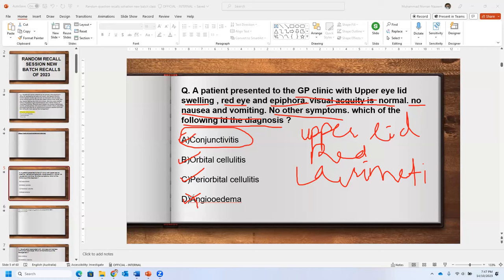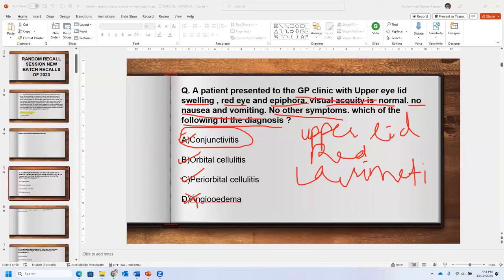Whenever there is conjunctivitis, there will be inflammation of the eye conjunctiva, and inflammation of the eyelid, because conjunctiva is surrounding the inner part of the eyelid as well, right? There are two types of conjunctiva. And there is excessive watering from the eyes. These are the cardinal symptoms of conjunctivitis. And in conjunctivitis, there will be no change in the vision.